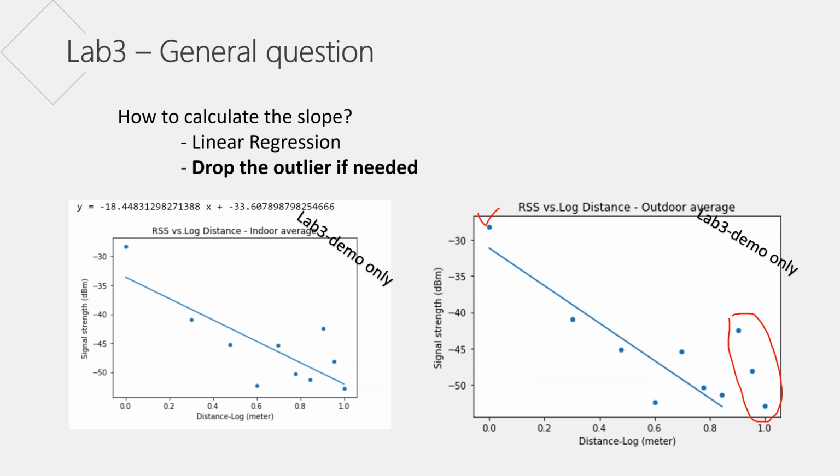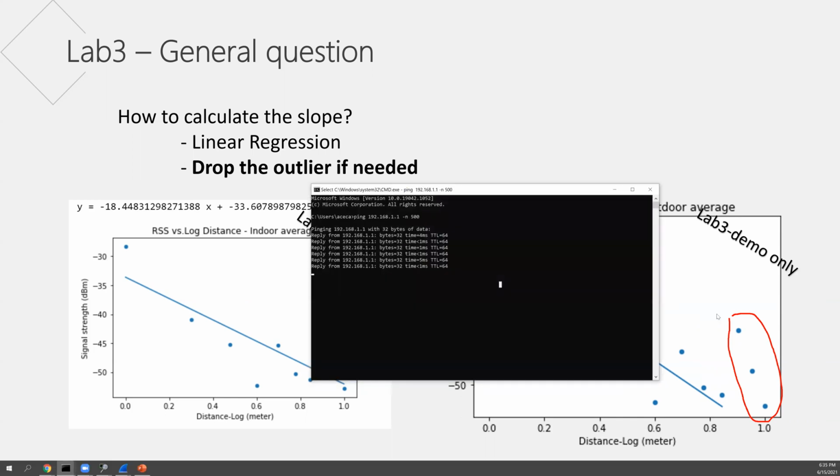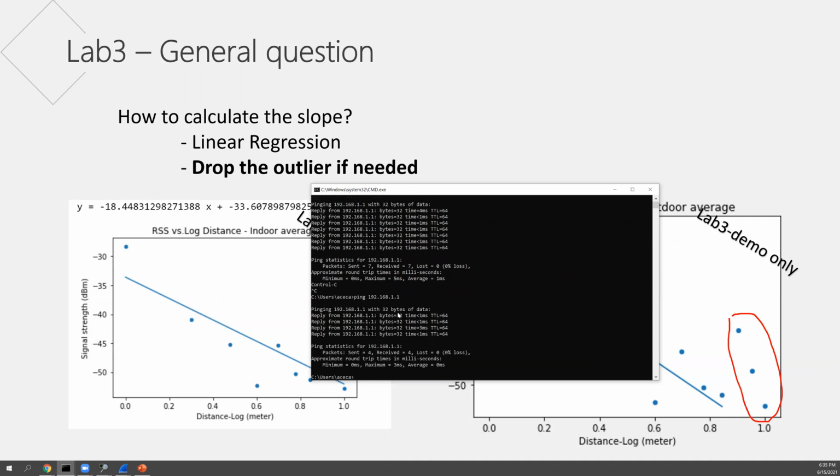Why do we have to ping with 500 before recording the data? We just want to increase the traffic between my computer and the hotspot. If I didn't put the -n 500 here, it will stop after 4 packets.